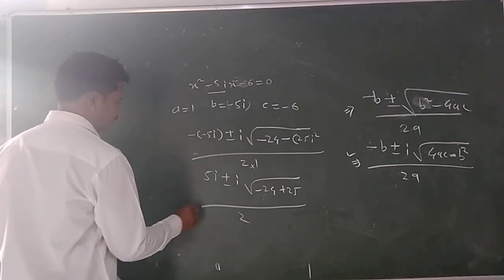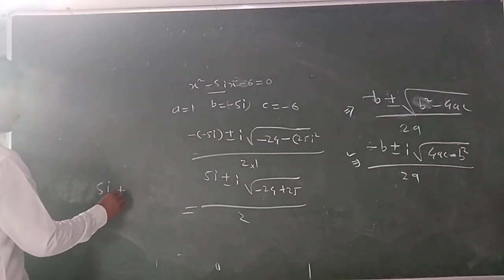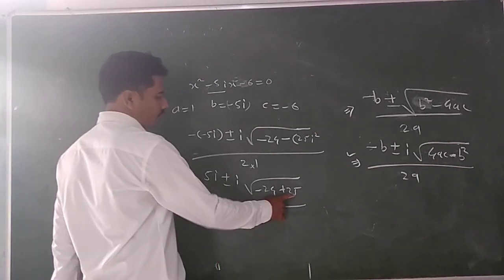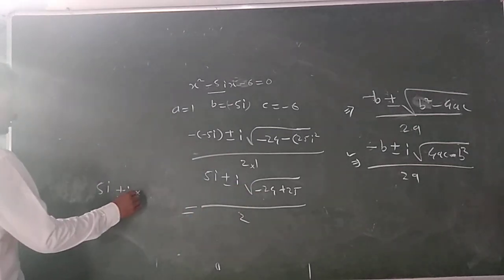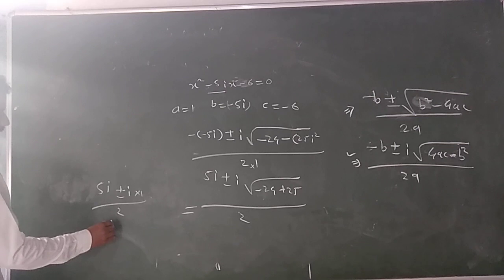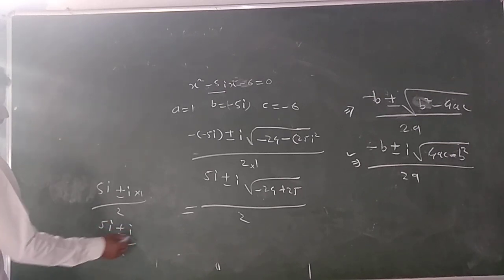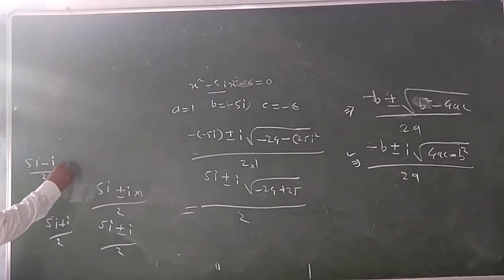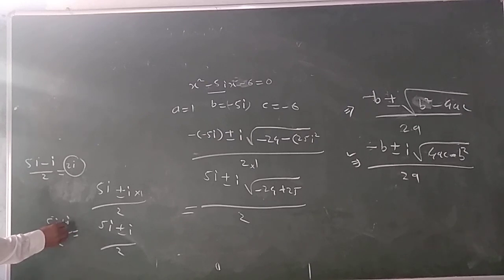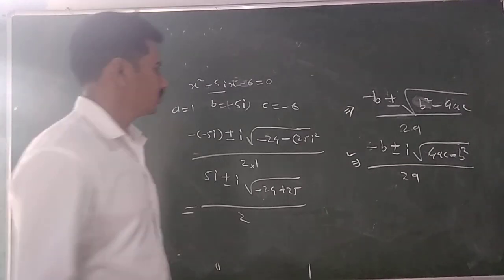Okay, so 5i plus minus i under root 25 minus 24, that is 1, root is 1, so only 1 will remain here, multiplied by i, divided by 2. So 5i plus minus i divided by 2. So first add 1: 5i plus i divided by 2, and second is 5i minus i divided by 2. So 4i divided by 2 is 2i, the first solution, 5 plus 1 is 6i, 6i divided by 2 is 3i, your second solution. Okay, 3i. Remember this. This is your solution.